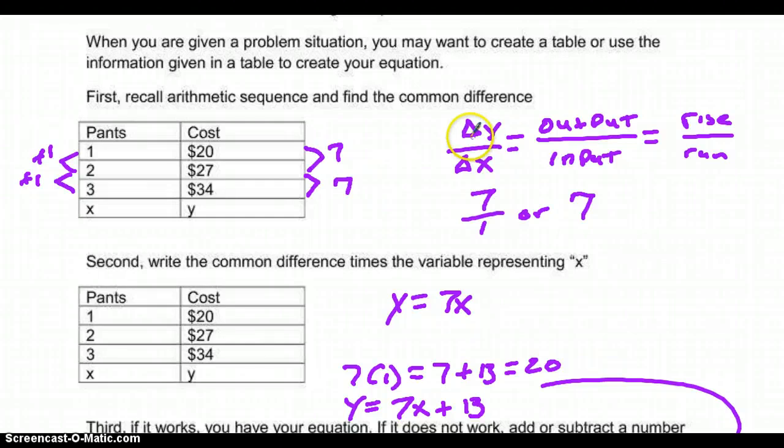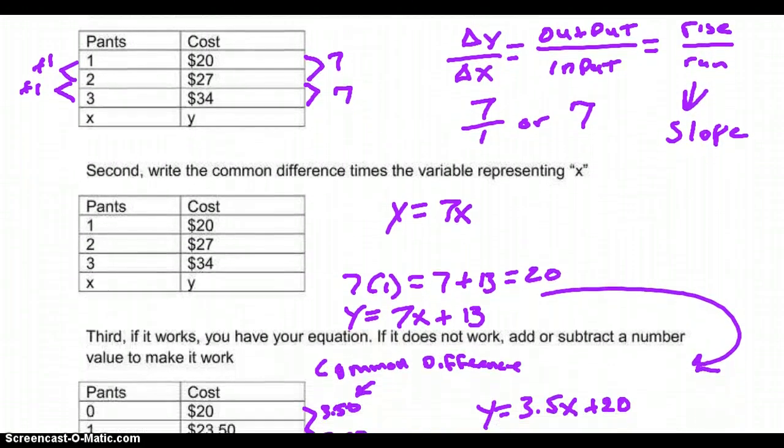So we said that we use the capital Greek letter delta to say the change in y is divided by the change in x. We also alluded to this being output over input, and we also said that if we are in the graphic mode, this would be our rise over run, or our slope. Okay, slope.